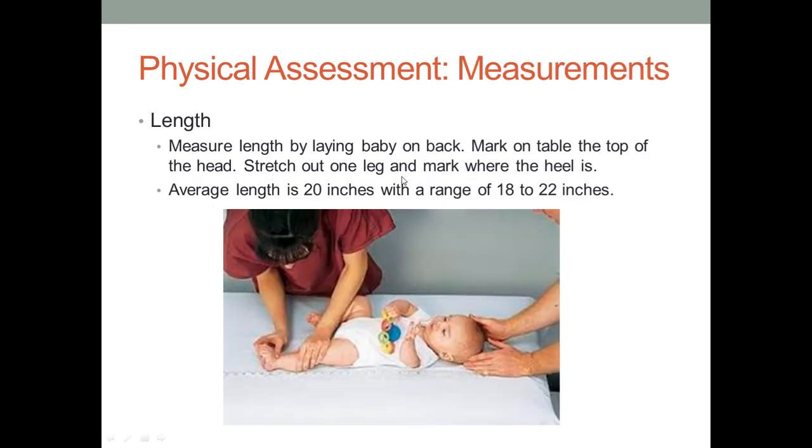Length. The best way to measure a baby, because it is way too hard to get that tape measure and hold it up to the head or the foot of the baby, is to lay them on their back on a piece of paper. Mark the top of their head, then stretch one leg down and mark right below the heel. That way mom, dad, whoever has the baby can pick the baby up and hold the baby, and you can actually measure the table from one mark to the next mark. Average length is about 20 inches, but it does range anywhere from 18 to 22 inches.